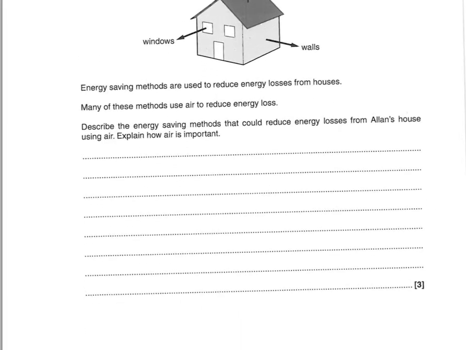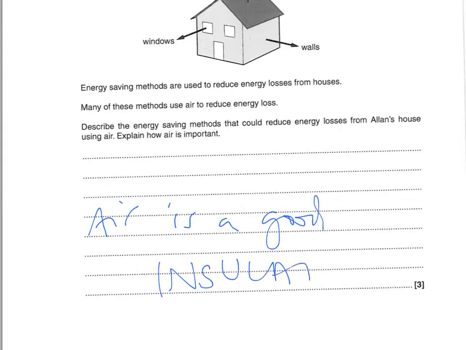So the first 2 marks are giving 2 different types of insulation that use air to reduce energy loss. So double glazing, you could say carpets, you could say curtains, you could say cavity wall insulation, you could say loft insulation, or insulation above the ceiling. Any 2 of those. And then the third mark is saying why air reduces energy loss, and it's because air is a good insulator. So that's your third mark.